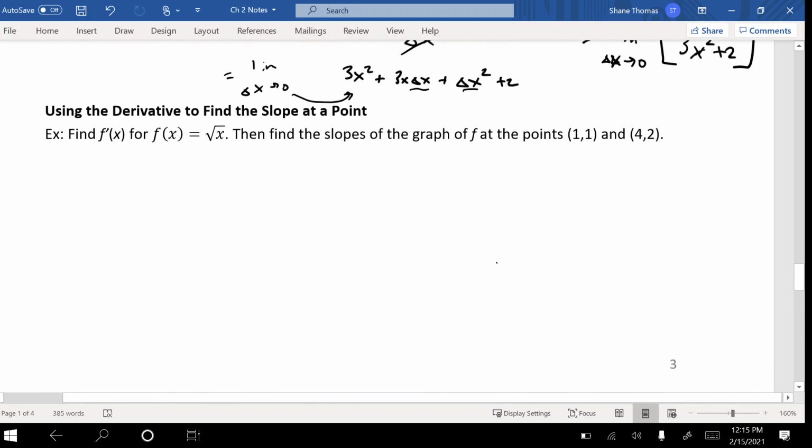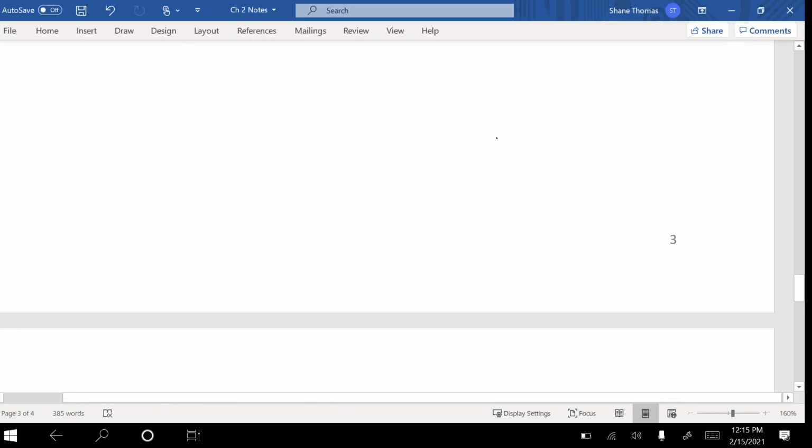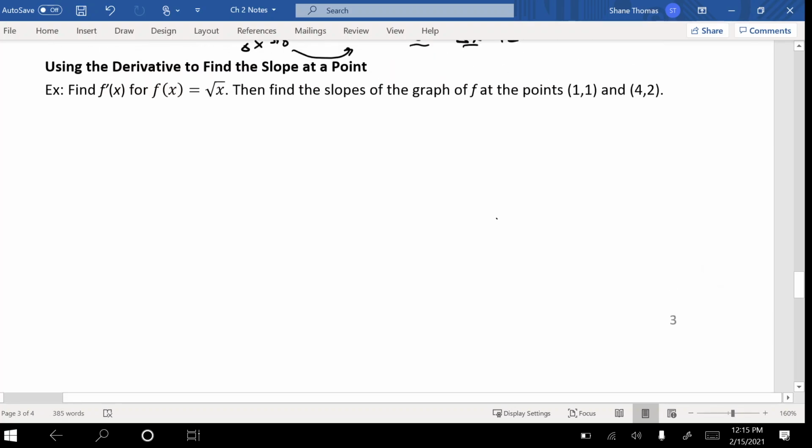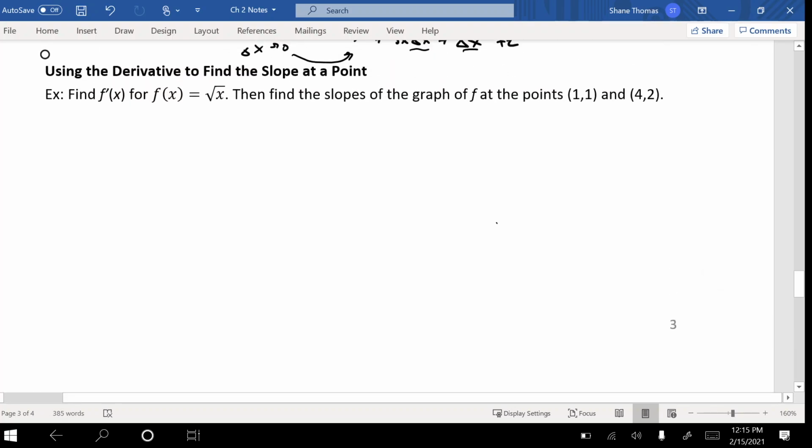Okay, all right, here we go. Let's look at the square root of x. Using the derivative, find the slope at a point. First thing we want to do is find the derivative, then we have two points. So let's just find the derivative first.